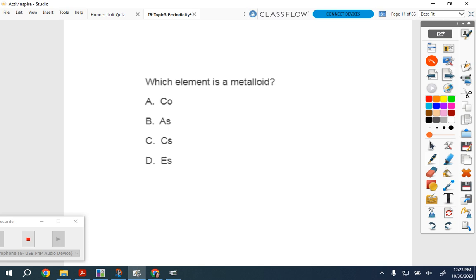So you might be looking at this question and saying, but I didn't think we had to memorize what the metalloids were. And you don't, because it's going to be obvious. If you look at where cobalt is, cobalt is in the D block, so it's very clearly a metal. Cesium is the one that was in the warm-up.